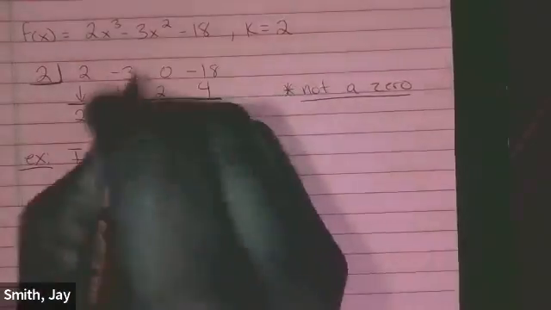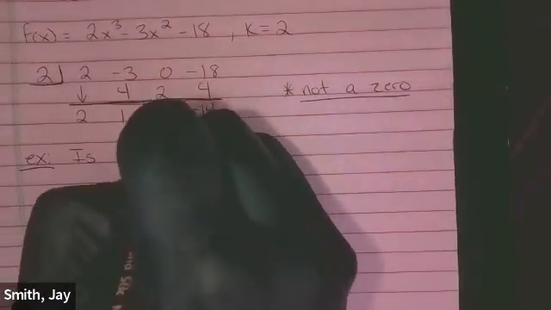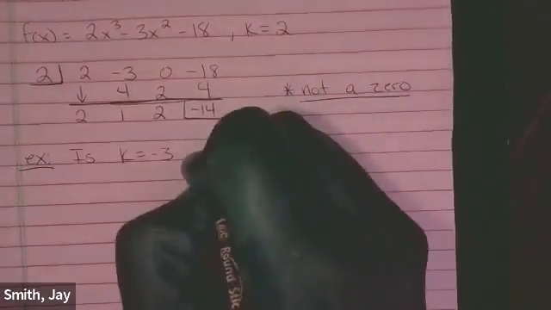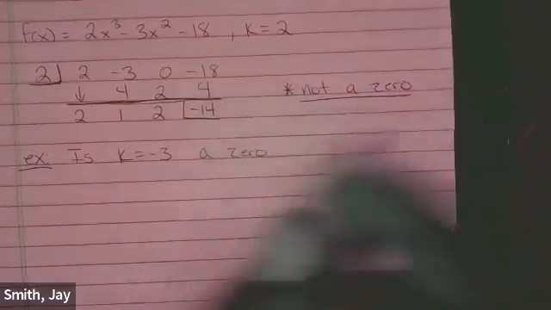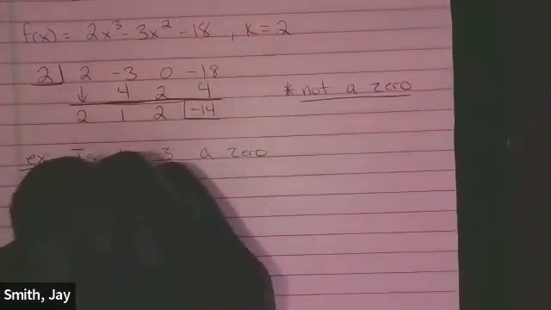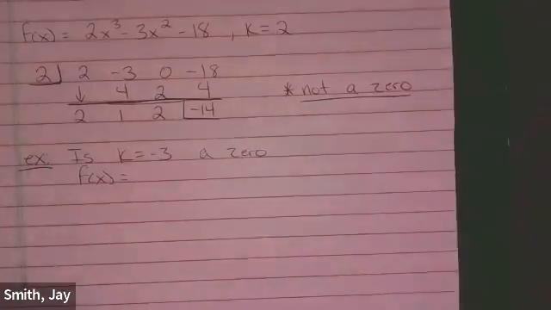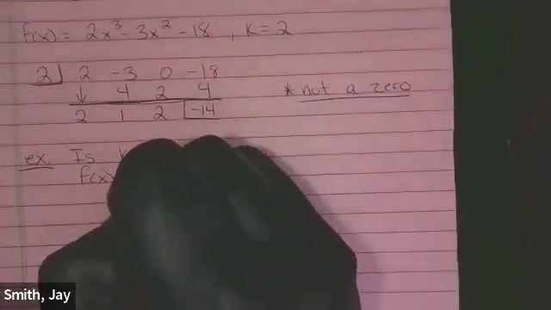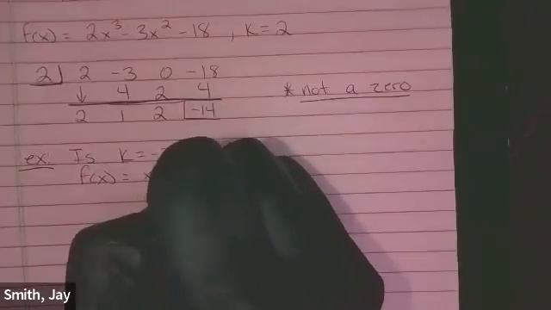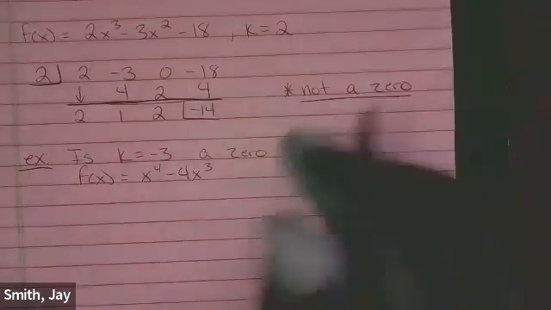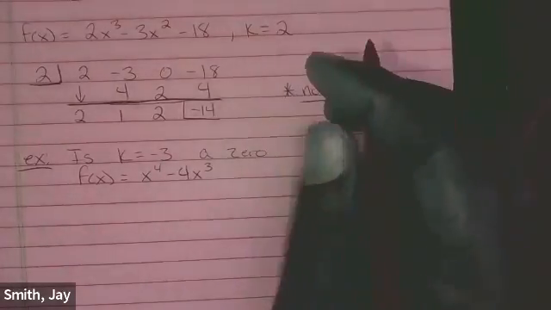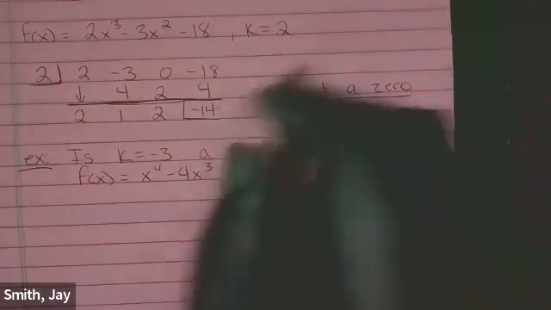Our next example we're asked: is k equals negative 3 a 0 of the polynomial f of x, which is x to the 4th minus 4x cubed minus 14x squared plus 36x plus 45?